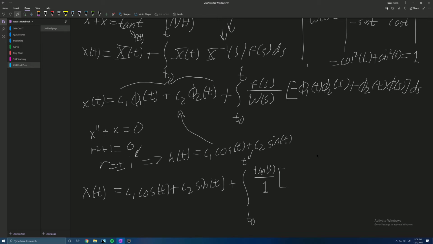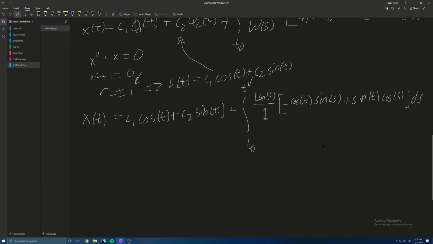These values right here, those are the same thing we use to plug in the Wronskian. They're the linearly independent solutions of the homogeneous part. So phi 1 is cosine. So we see that this is negative cosine of t. This next part will be sine of s. I'm just plugging in the corresponding parts of this equation here. Sine of s plus sine of t, cosine of s, ds. And this is our general solution right here.